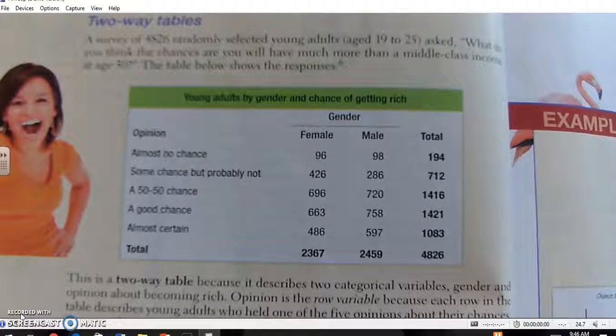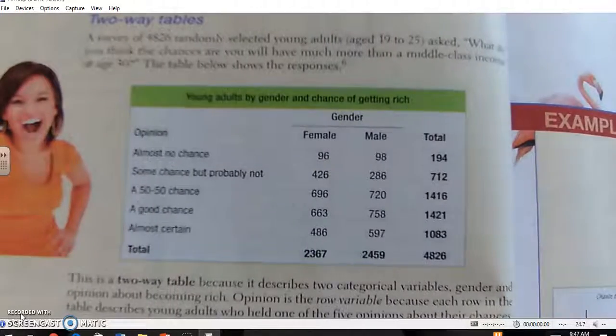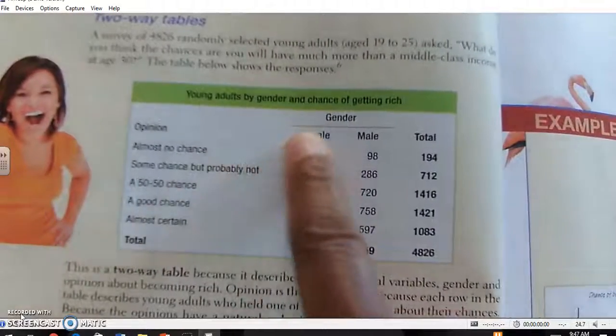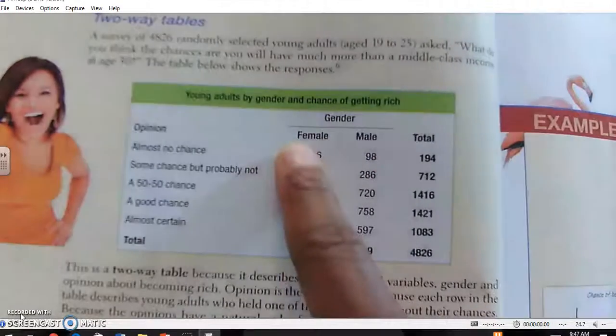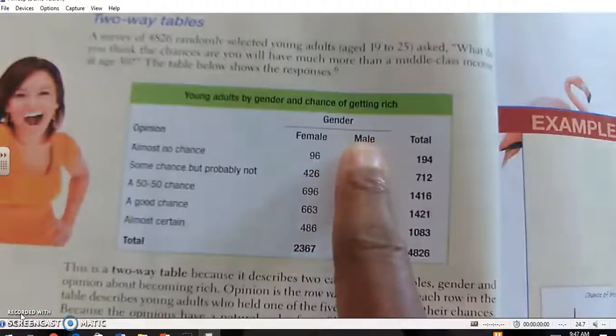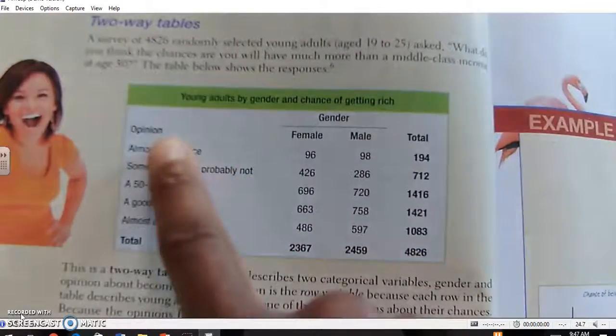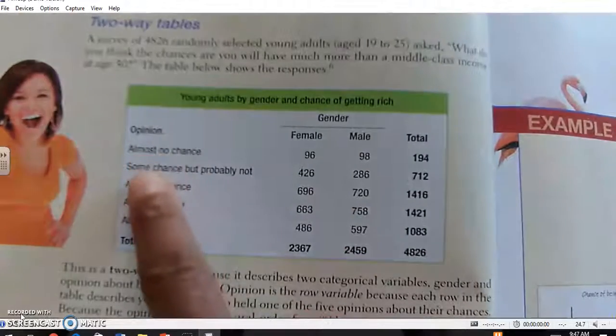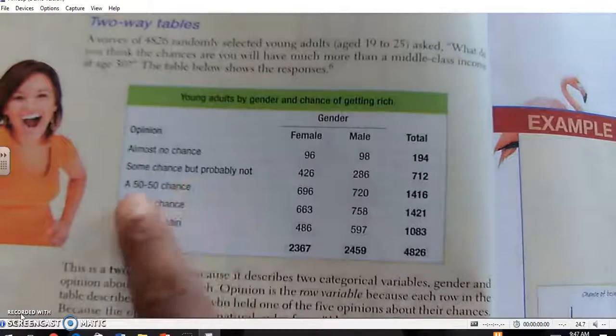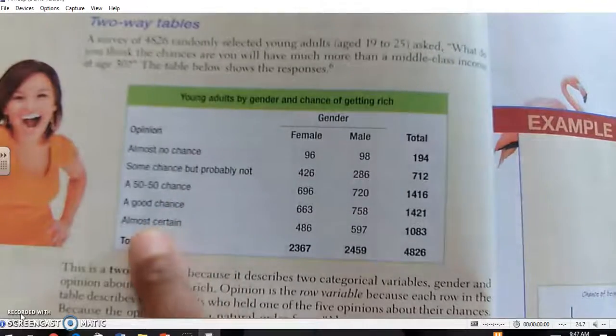It says a survey of 4,826 randomly selected young adults aged 19 to 25 asked, what do you think the chances are you will have much more than a middle-class income at age 30? The table below shows the responses. As you can see, in the columns here, we have represented one variable, gender, female and male. Along the rows, we have 5 variables, their opinions of whether or not they'll be rich. We have almost no chance, some chance but probably not, 50-50 chance, a good chance, and almost certain.